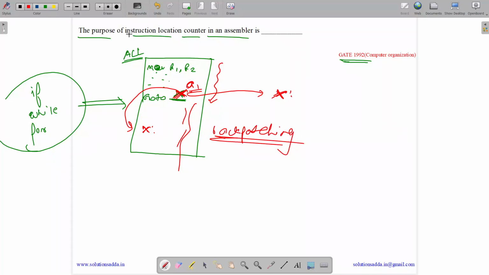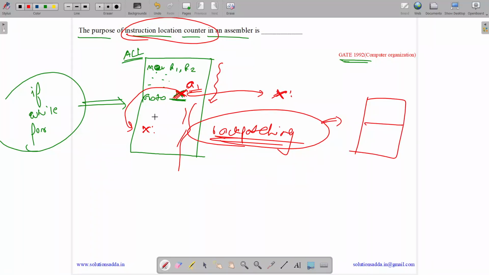So what does the instruction location counter hold? An instruction location counter is basically used for this backpatching work, and it holds the next available address that needs to be assigned to a particular instruction so that it can help us in the backpatching work.